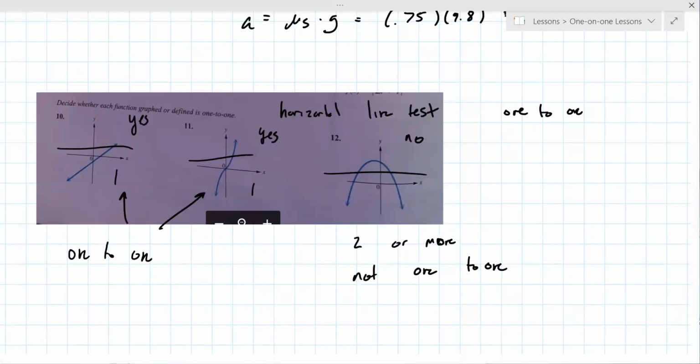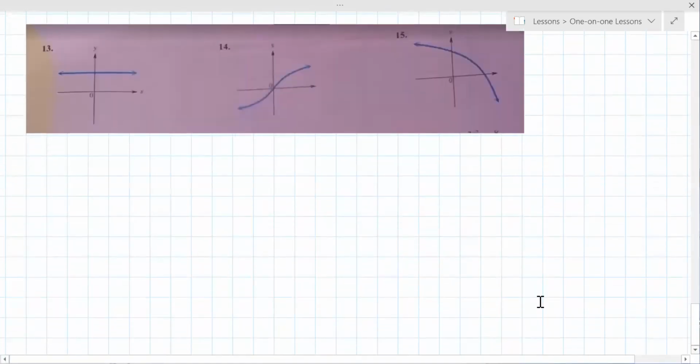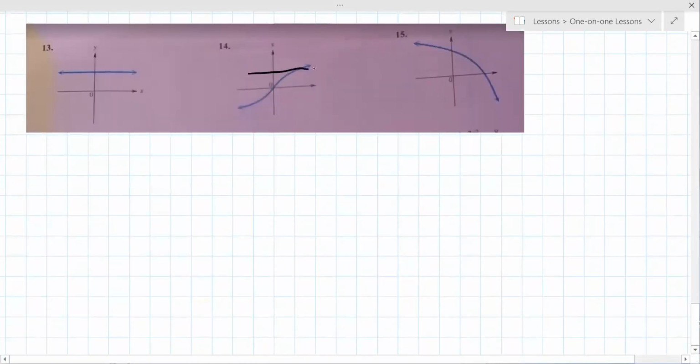All right. Now on to 13. 13 is the same set of instructions. Let me snip them in, and then we'll do the same thing here. So I'll do 14 first, 15. This one hits it everywhere. So this one hits it one time, and this is, I don't know, infinite times, we'll say. So the answer is no, it's not 1-to-1. Yes, and yes.